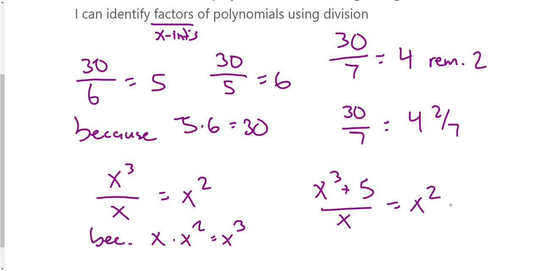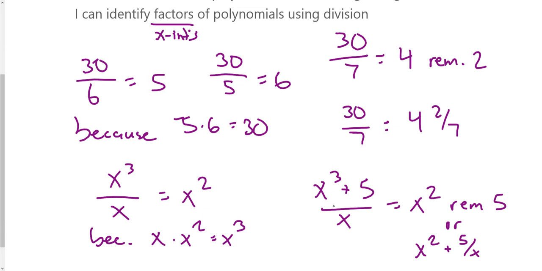So that would leave a remainder of 5 because we can't divide the 5 by x. We don't know. Or you could say it in algebraic terms, it would be x squared plus 5 over x. And that actually is a little bit clearer here because you can divide each term separately by x. So that's kind of the way we're going to look at division here.